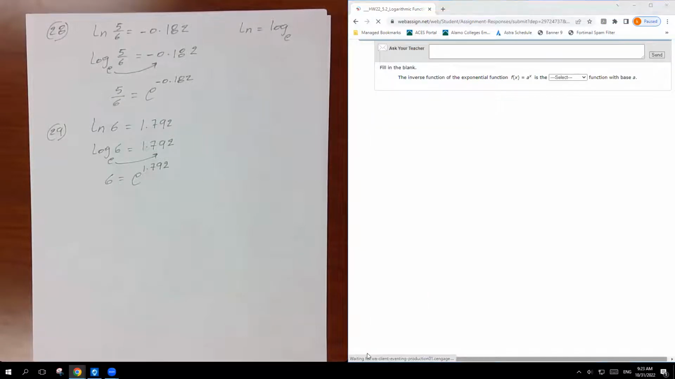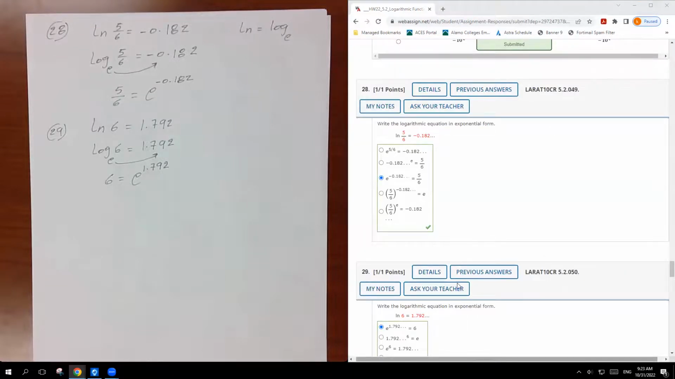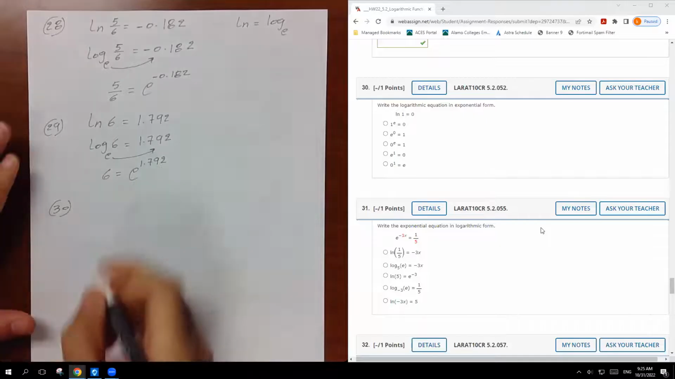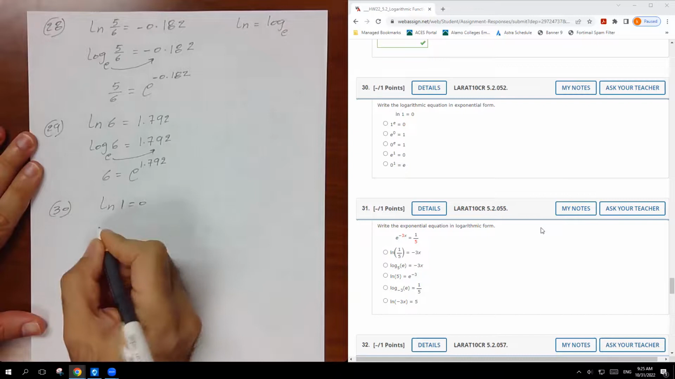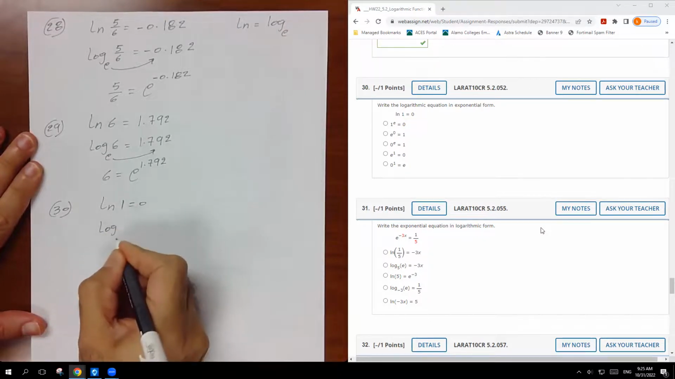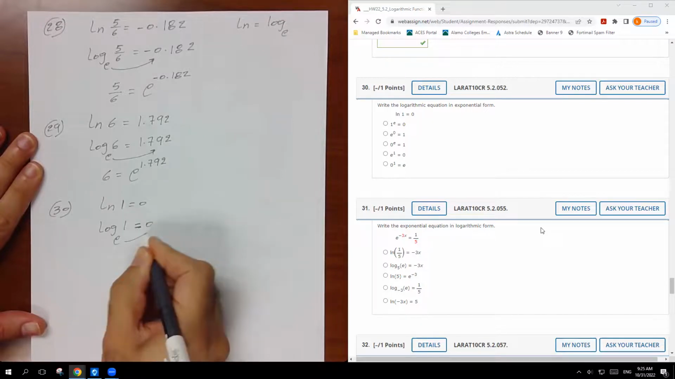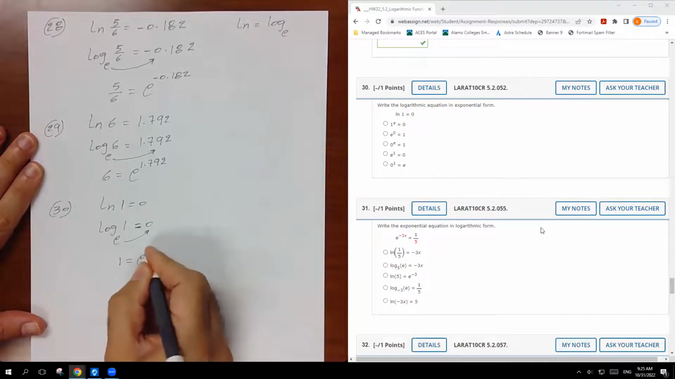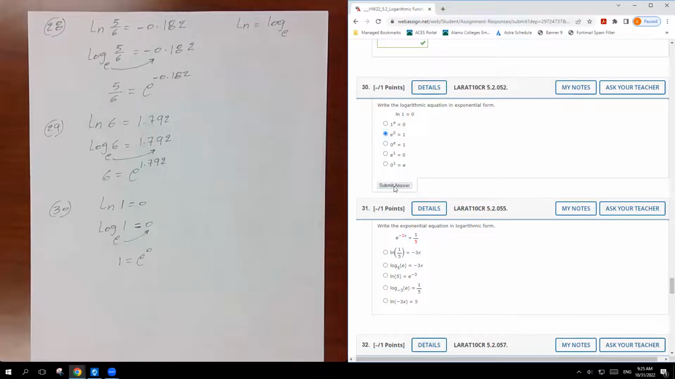So this is example 29. We have ln of 1 equals 0. So the ln is log to the base e of 1 equals 0. Then move the base to the other side. So on the left here, 1 is going to be e to the power 0. So e to the power 0 is going to be equal to 1.